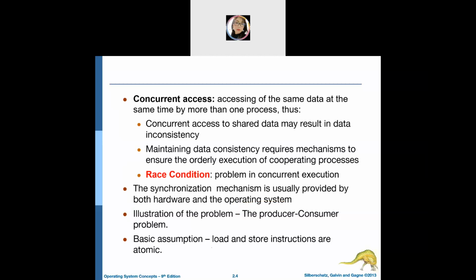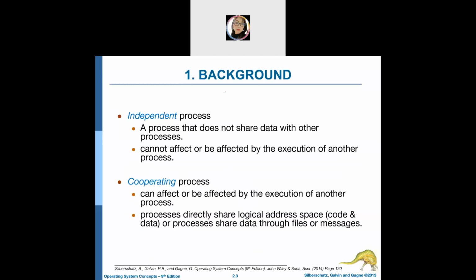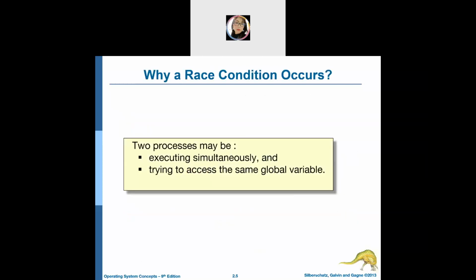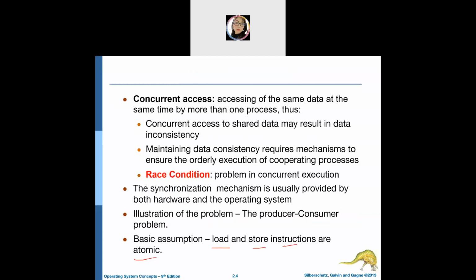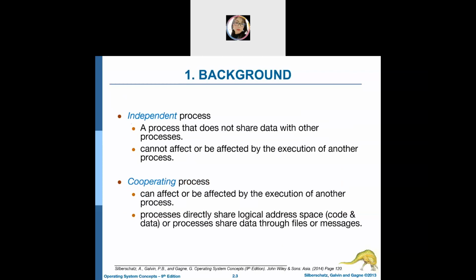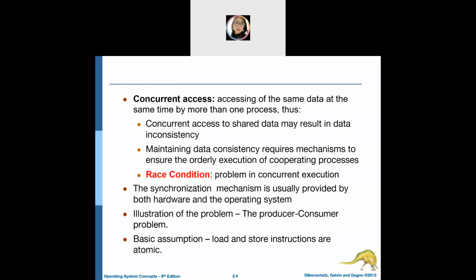So basic assumption: load and store instructions are atomic. All of these from page number one, this page, and later on you can see several more. It is more on theory, and if it's on theory, you know that it's going to be asked in a multiple choice question. So you need to remember the terms, the definitions of the terms, the differentiation between independent and cooperating processes, what the meaning is, what will be covered in terms of these two, and also the concurrent access.